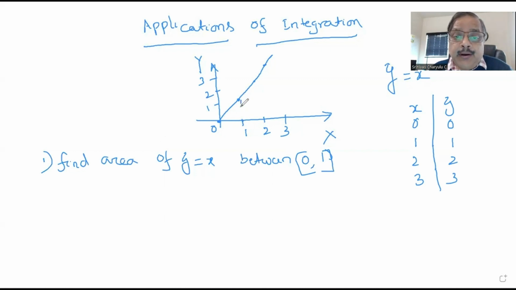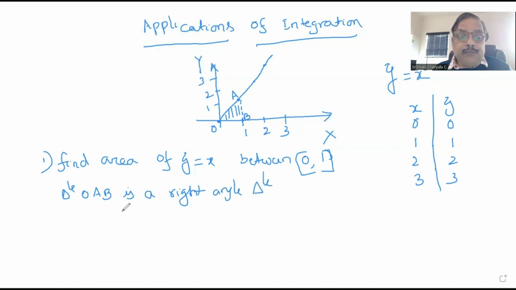So what I do, I will draw a perpendicular here. Geometrically, I am finding it out. If you drop a perpendicular, this point you call A, this point you call B. So this is the area they are asking us to evaluate. Triangle OAB is a right angle triangle. So what is the formula for area? Half into base into height.